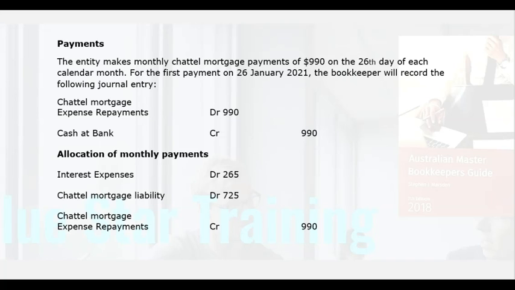Once the accountant provides the chattel mortgage schedule, you can then allocate the monthly payments. We have an example here: interest expense debit $265 for the interest component, chattel mortgage liability debit $725, and we will reverse the $990 from the temporary chattel mortgage expense repayments account.